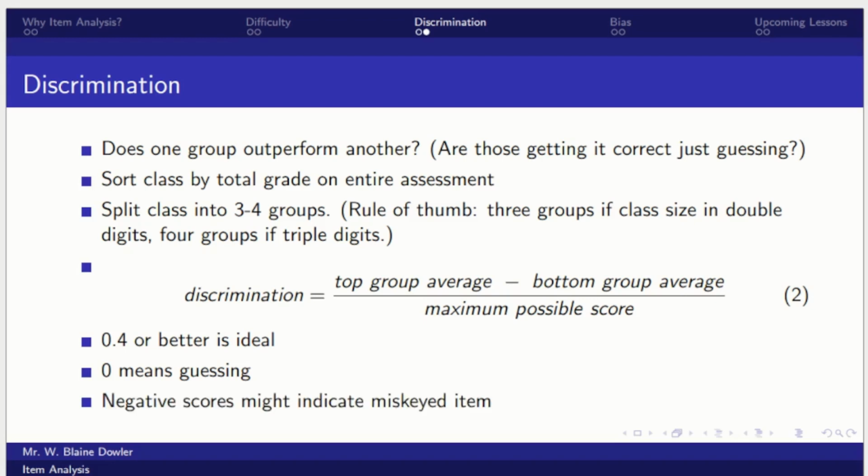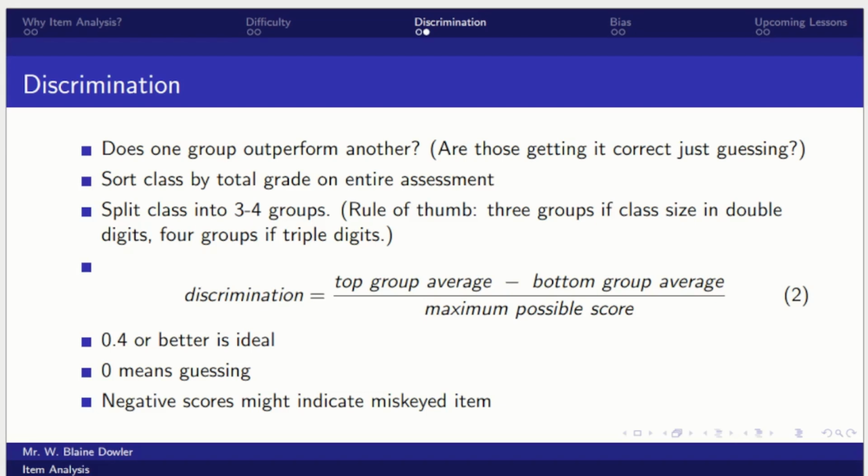If you have a negative score, that means the students who tend to do worse on the assessment as a whole are more likely to have gotten that question correct than your top performers. That is usually an indicator that the item is miskeyed. So the answer key says that the correct answer is C, but it's actually B, or something along those lines for multiple choice tests. So a negative discrimination should send you back to your assessment to make sure that question is keyed correctly, in which case you might want to rescore the test afterwards.